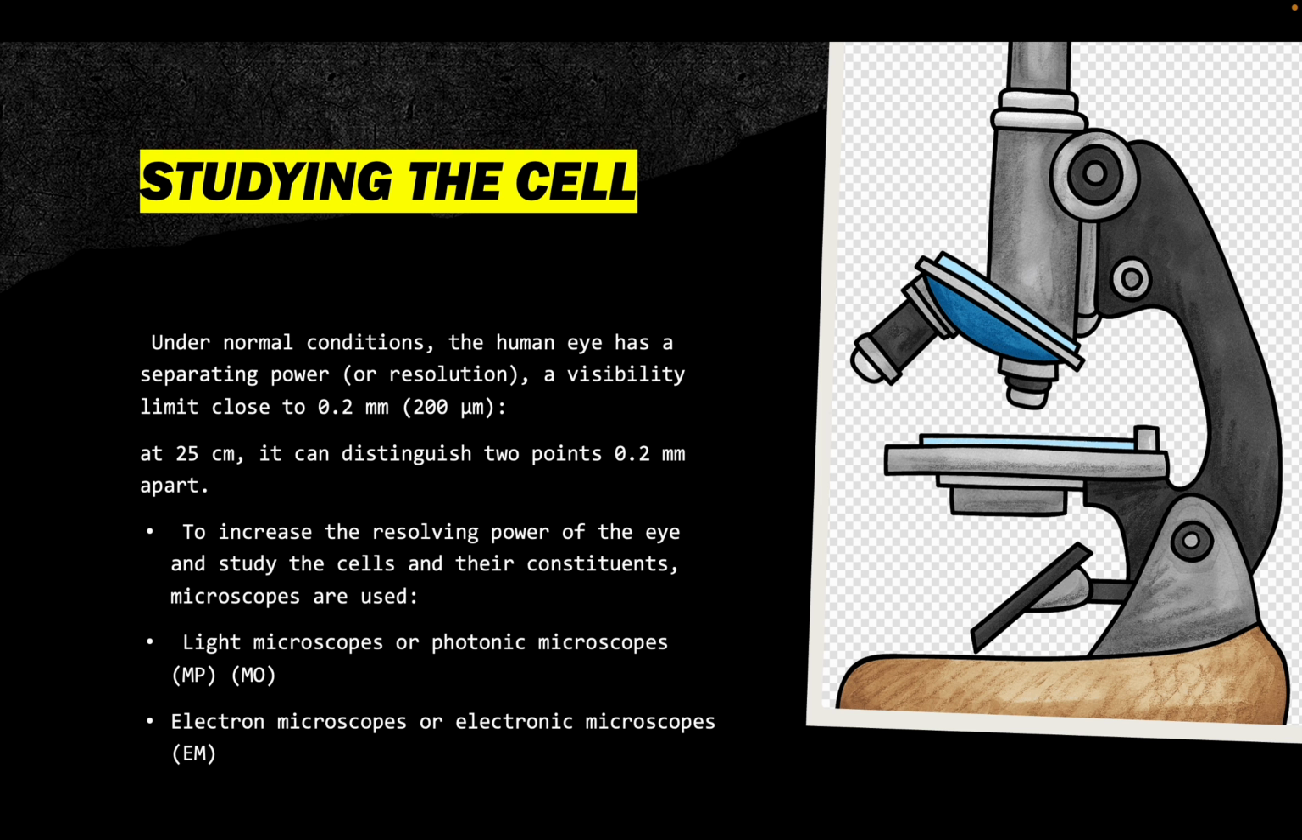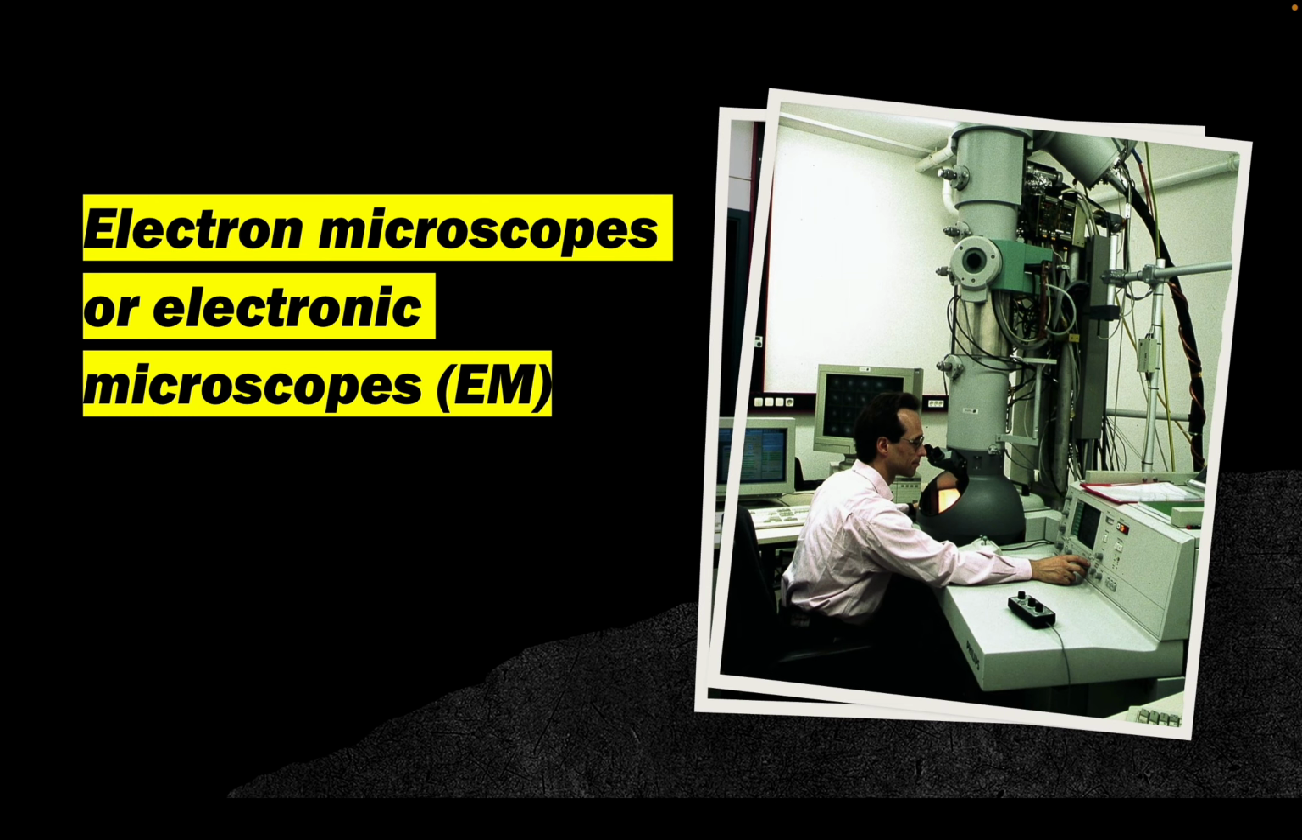To increase the resolving power of the eye and study the cells and their constituents, microscopes are used. So we have two types of microscope: light microscopes or photonic microscopes, and electron microscopes or electronic microscopes. Here is an electronic microscope or electron microscope.